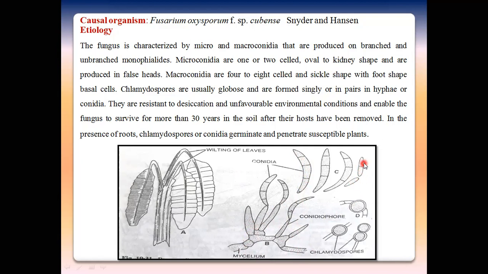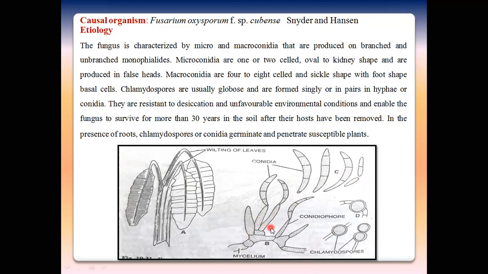This is the 1 or 2-celled microconidia, and this conidia is always oval to kidney shape. Micro and macroconidia are always produced on these spore fruits, which are known as the Sporodocia.